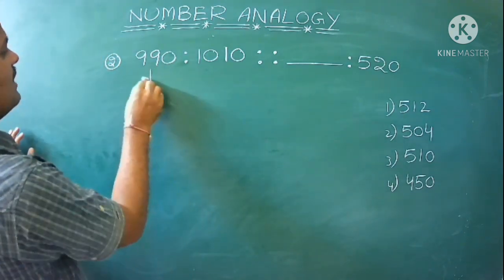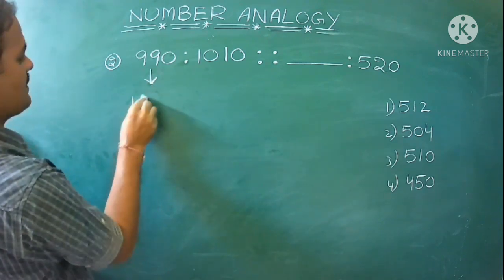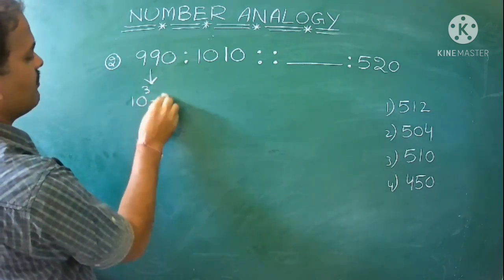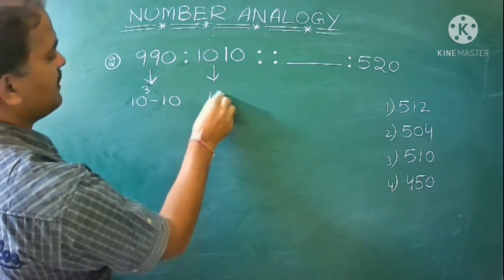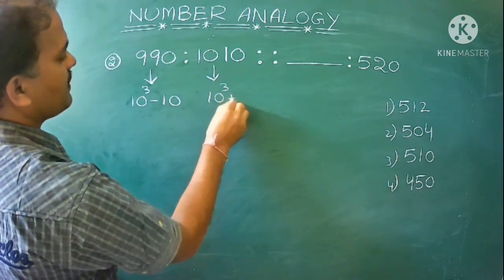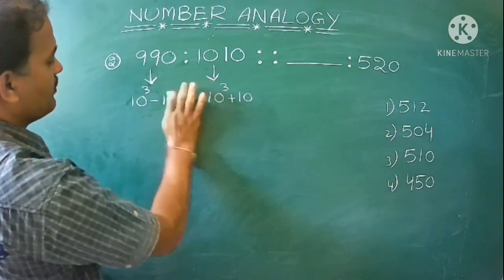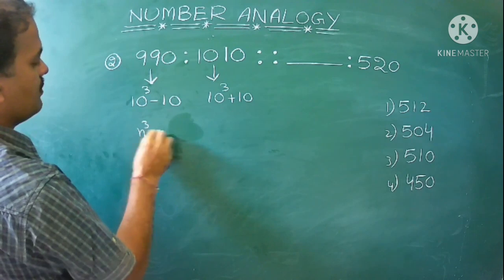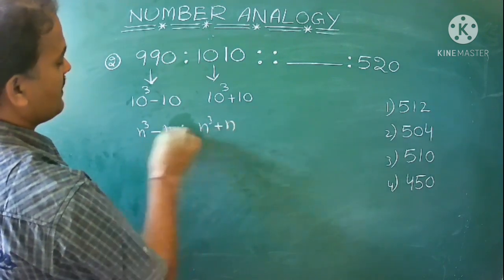Now 990 is nothing but 10 cube minus 10, and 1010 is 10 cube plus 10. So this one is n cube minus n is to n cube plus n relation.